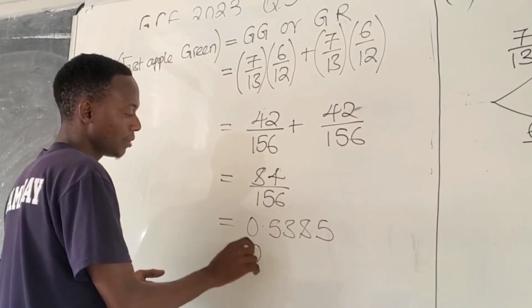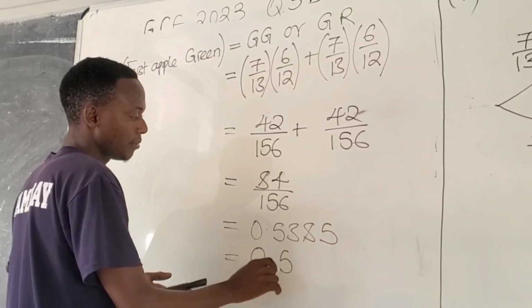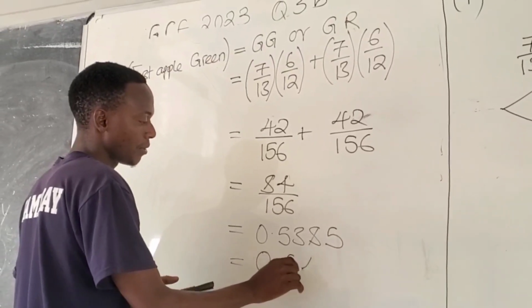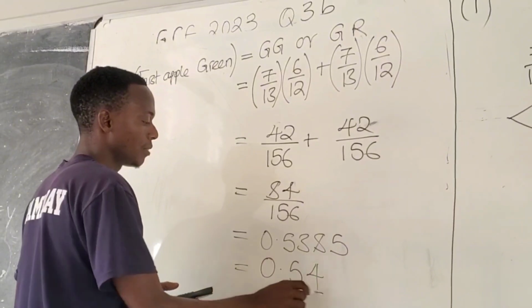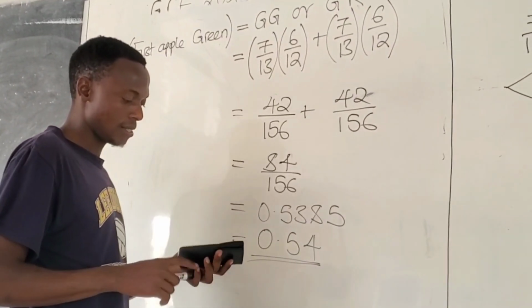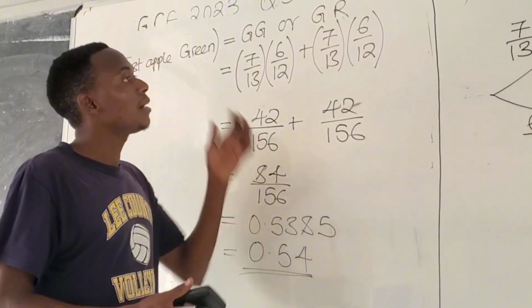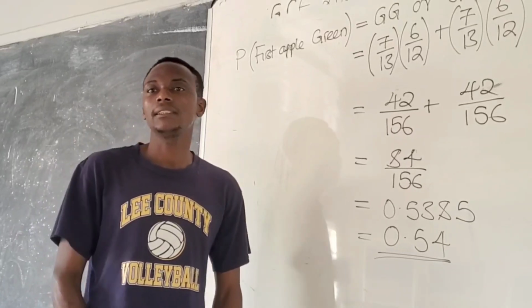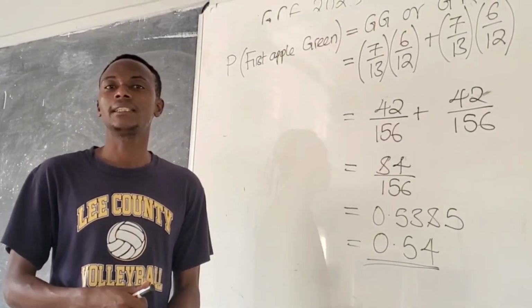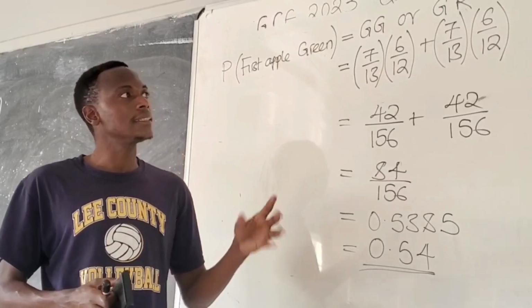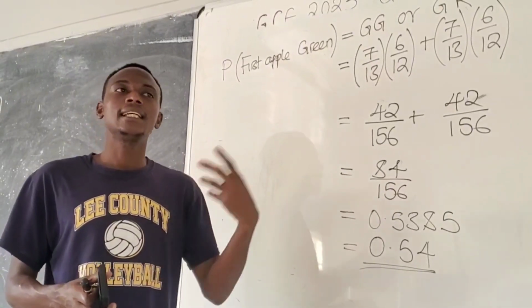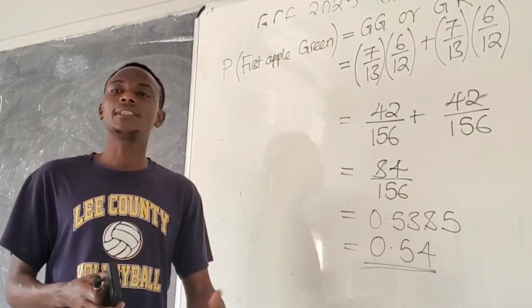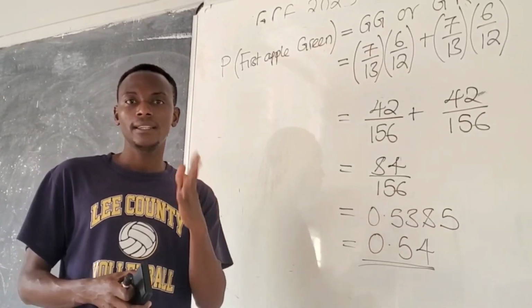Now picking these correct to three significant figures, 1, 2, 3, 0.54 as our answer. So this is how you go about working out the question which has to do with probability. Remember, in this case, the question was representing picking an apple without replacement. Thank you for watching.